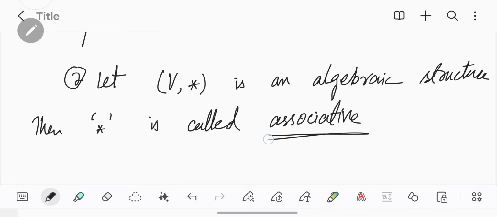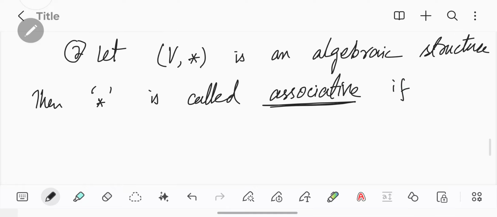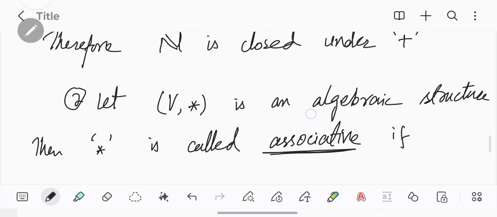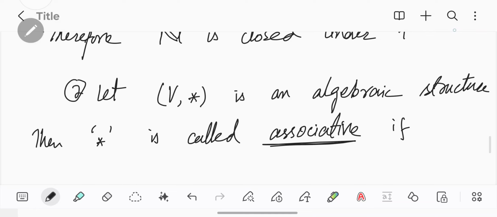Previously, we defined closure. Star is called a closed or inner operation. This time we call star associative if... So this property relates three different elements. The previous property was relating two different elements.